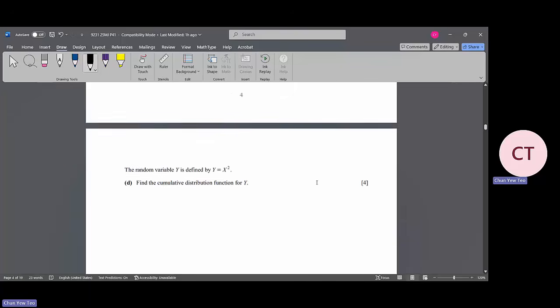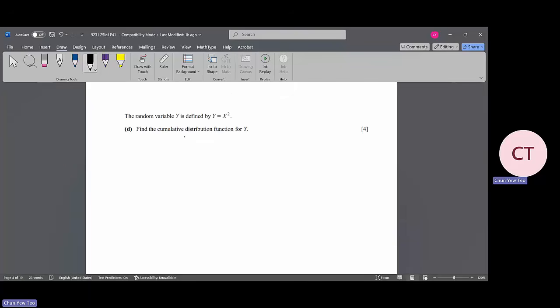Moving on, we want to find the CDF of Y. What we need to do now is find the CDF of X first. To find the CDF of X, we have F1, which is the integral from 0 to x of 2 over 13.